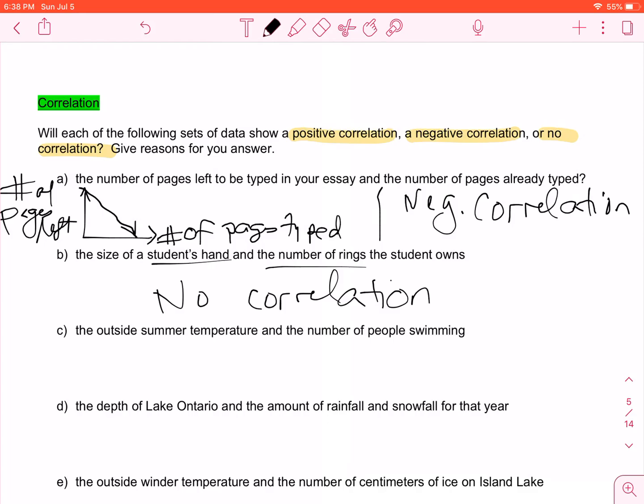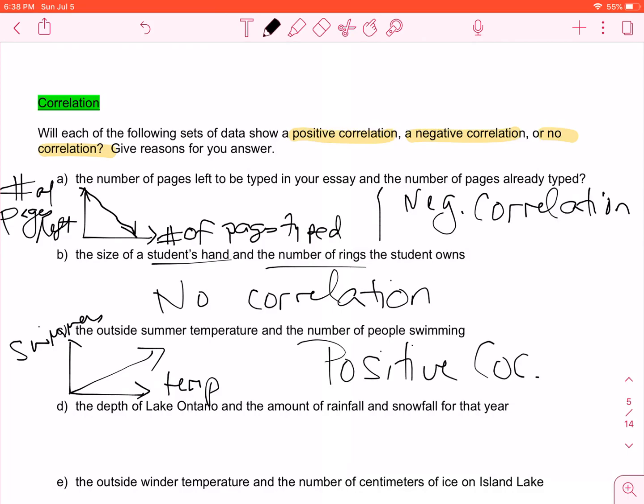The outside summer temperatures and the number of people swimming. So definitely the last couple of days have been super hot. Okay, so if we were to think of our swimmers and temperature, the higher the temperature, the more swimmers. Okay, so this would be a positive correlation.